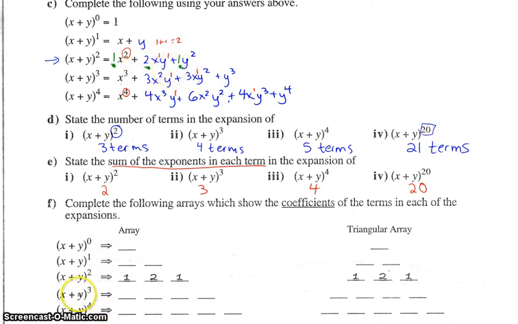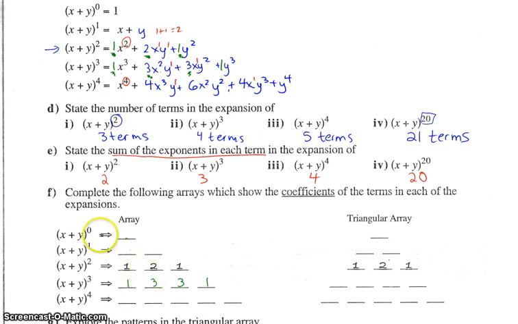So let's do, it might be easier to do the next one, x plus y cubed. So we have a 1, a 3, and a 1. So we copy that down here, 1, 3, 3, 1. All right, you guys go ahead and finish up the array for that here, and then you can copy it again over into this triangular array. Okay, so pause your video.